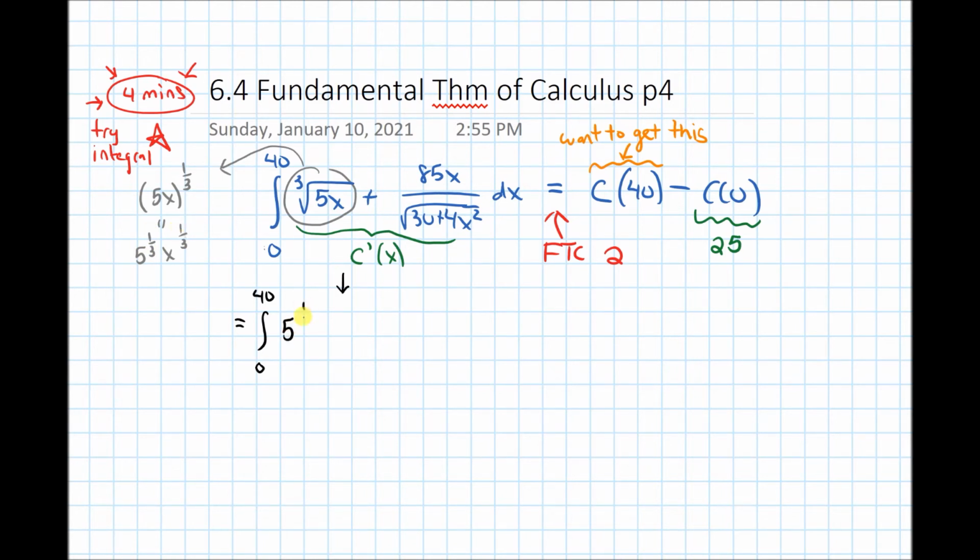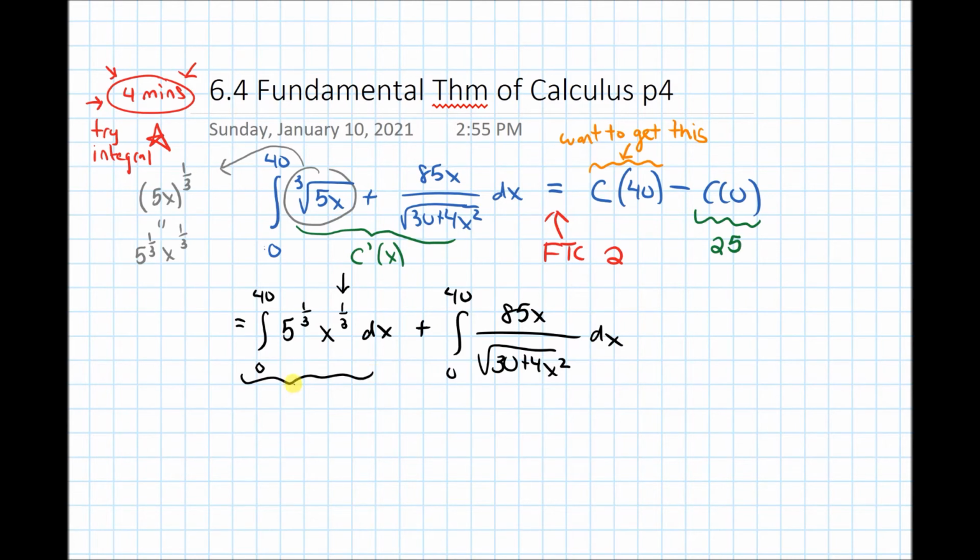That'll give me 5 to the 1/3 times x to the 1/3. And that's going to make it easier to do the antiderivative, because 5 to the 1/3 is just a constant, so that'll just stay there, and x to the 1/3 is an easy antiderivative to do. Okay, so that's my first integral. The second one is going to be the integral from 0 to 40 of 85x over the square root of 30 plus 4x squared dx. Okay, so let's work out the first one, because this one's going to be the easier one to do.